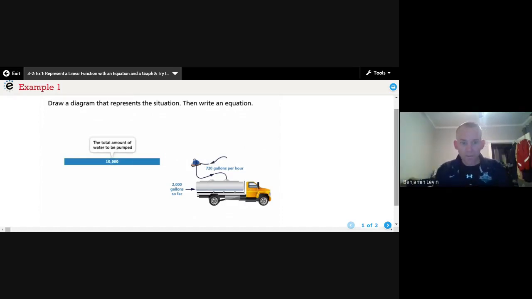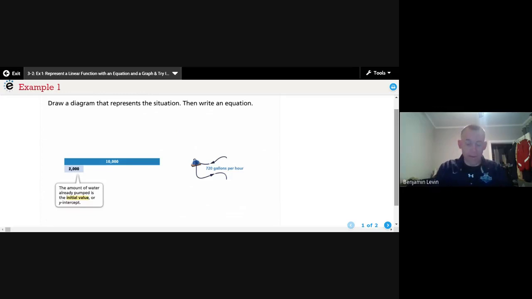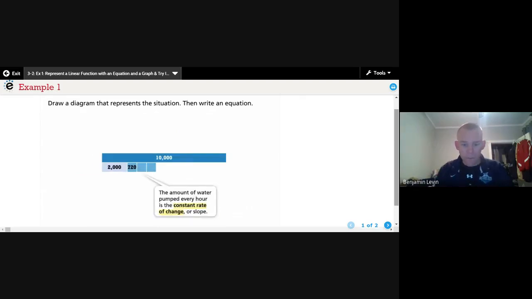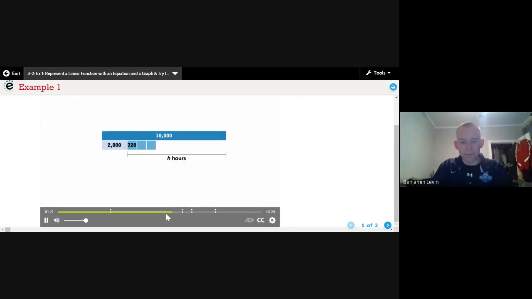The top bar represents the total amount of water to be pumped from the pool, 10,000 gallons. The first bottom bar represents the amount of water already pumped, the initial value, or y-intercept, 2,000 gallons. Each additional box represents the amount of water pumped per hour, the constant rate of change, or slope, 720 gallons per hour. We need to determine H, the number of hours needed to pump the remaining water.